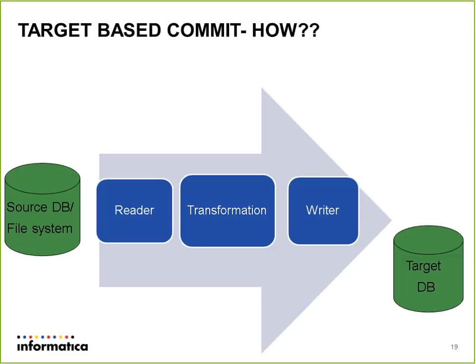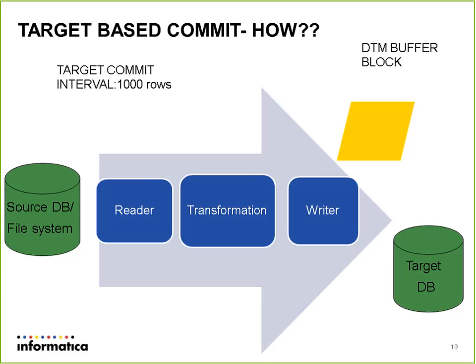Let us look at the example of a simple session reading data from a database or flat file and writing data to the target database. When the Integration Service initializes a session, it allocates blocks of memory to hold source and target data. These are called DTM buffer blocks. Imagine a scenario where the session has been configured with a target-based commit of 1000 rows.